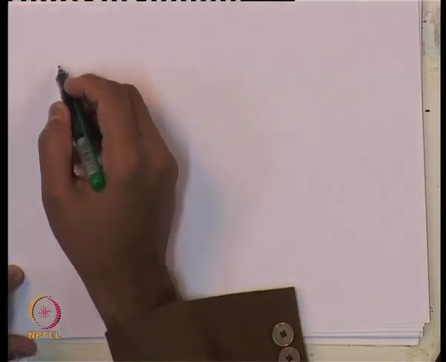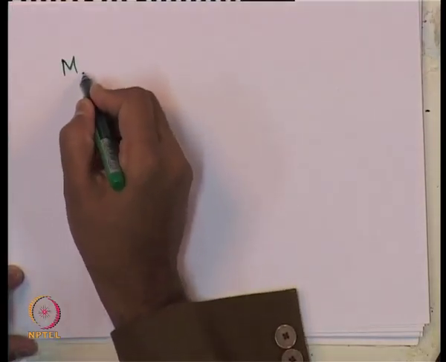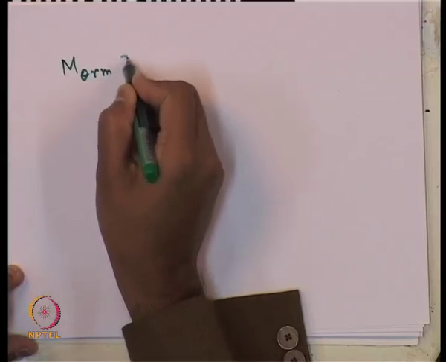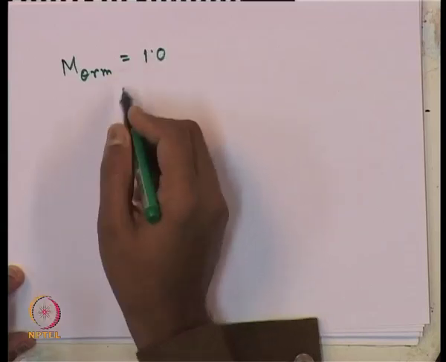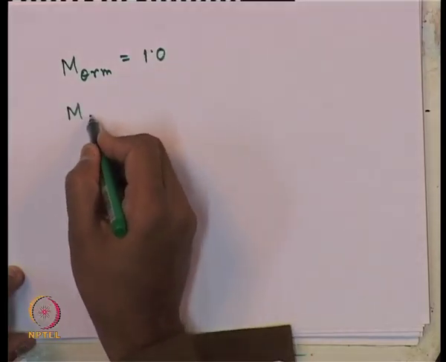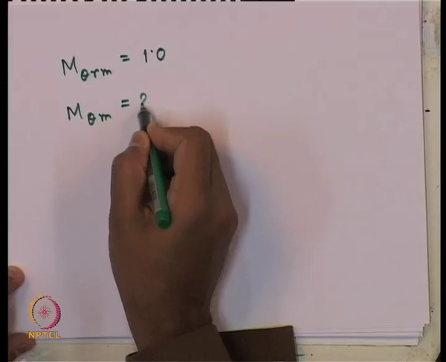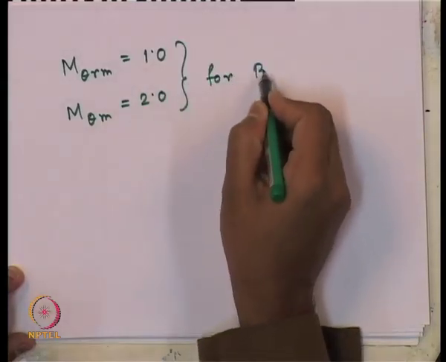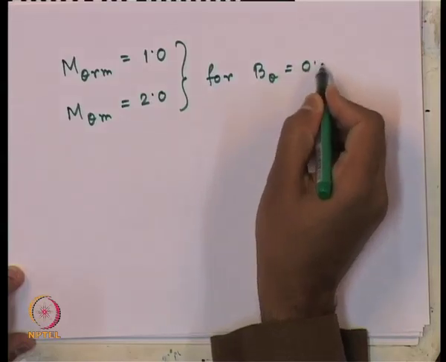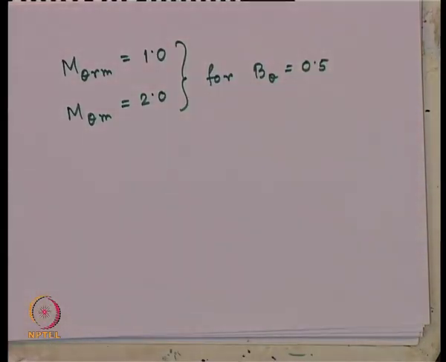From this design chart we get m theta Rm for rotating mass type, with R, and for constant force type, without R, m theta Rm is 1, and m theta m is about 2. I am reading that for B theta equals 0.5 from that design chart.